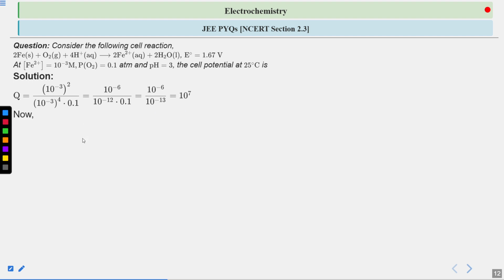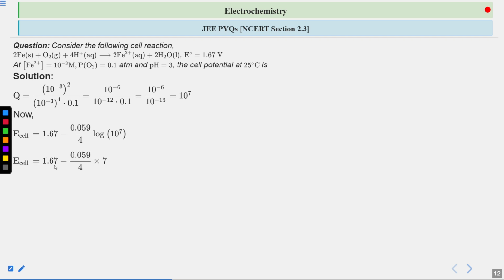Now we put the Q value and the rest of the values in the Nernst equation. So the overall cell potential equals the standard cell potential, which is 1.67 volt, so 1.67 minus 0.059 by n, where n is 4. We have to consider it as 4. Log of Q, where Q is 10 to the power 7. Now again we apply the log property: log 10 to the power 7 is 7 multiplied by log 10, and log 10 will become 1.